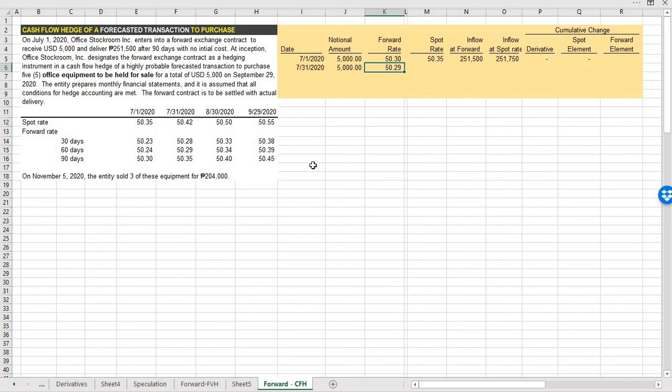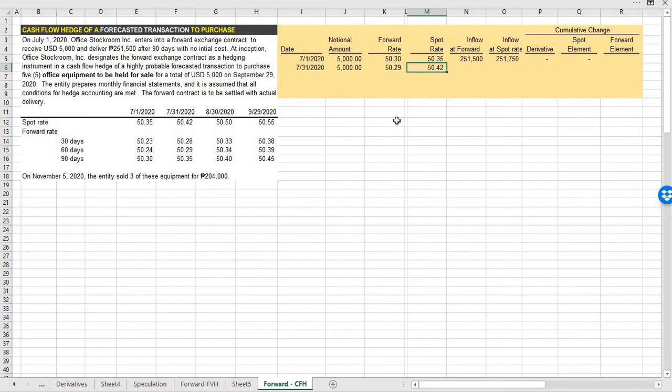So, ano ibig sabihin nito? So, it means that yung 50.29 is our expected spot rate. Kailan natin ina-expect na ito ang magiging spot rate? 60 days after July 31, 2020. At ano yung 60 days after July 31, 2020? That is the settlement date, September 29, 2020. Then, let's identify the spot rate. So, ang spot rate is 50.42.